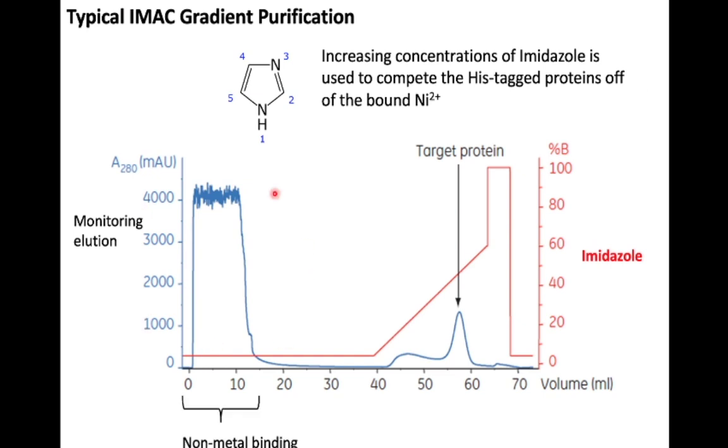Here's the non-metal binding proteins. So these are the proteins which don't have the histidine tag. And here, this is the His containing metal binding proteins. Okay, so you do get some which do have histidine, which will bind non-specifically, but they will be competed off. And then this is the 6-histidine, which contains the target protein.